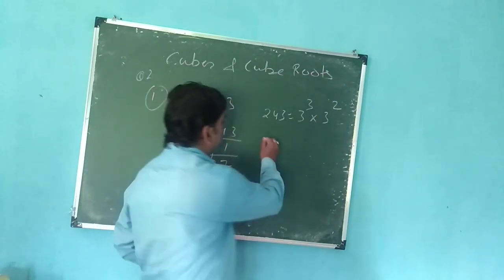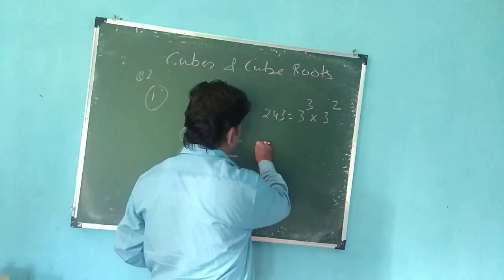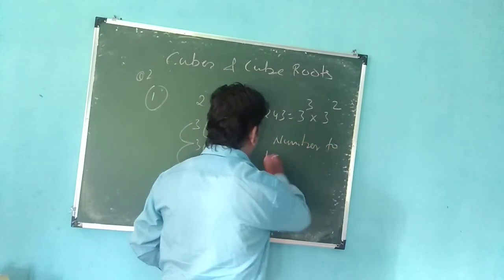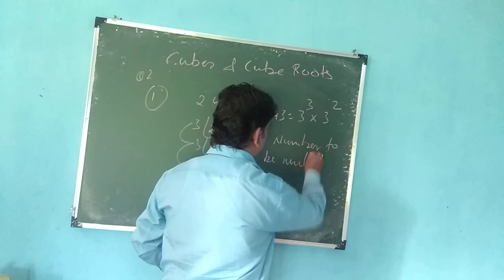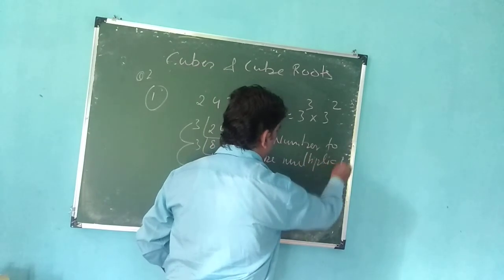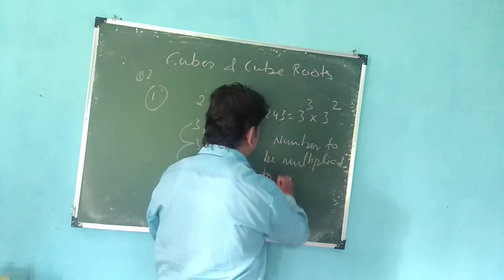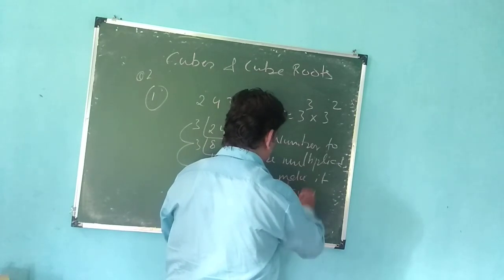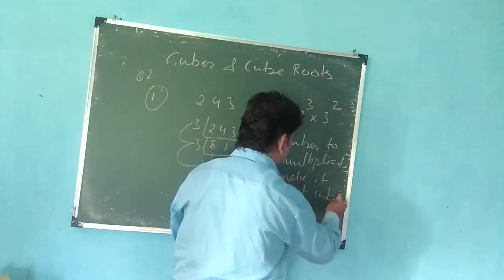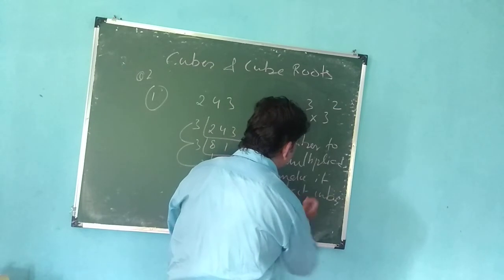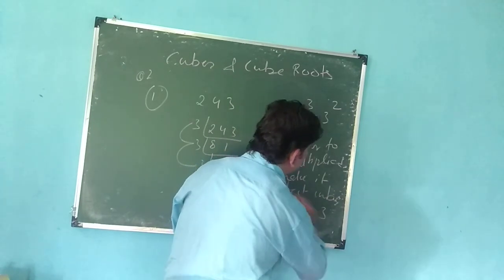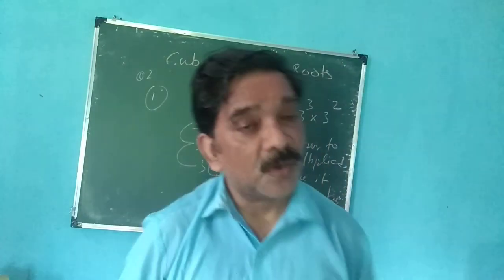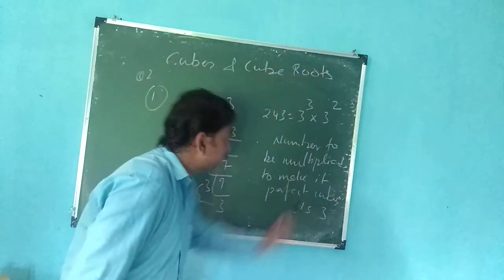So the number to be multiplied to make it a perfect cube is 3. Correct? All right, so here the answer is 3.